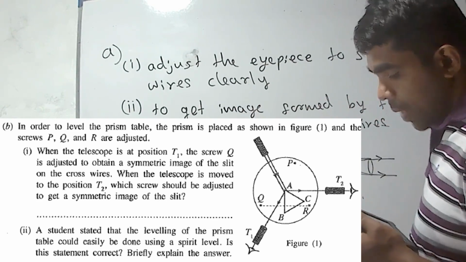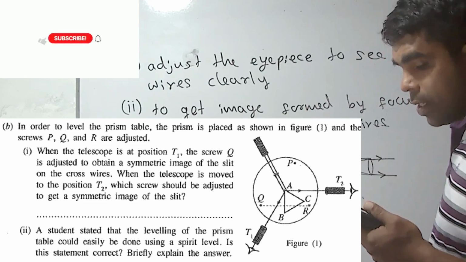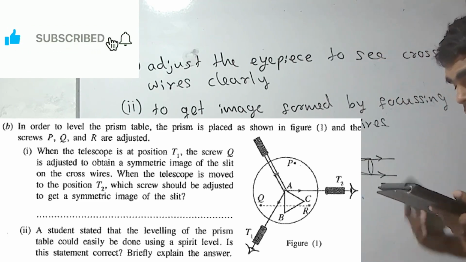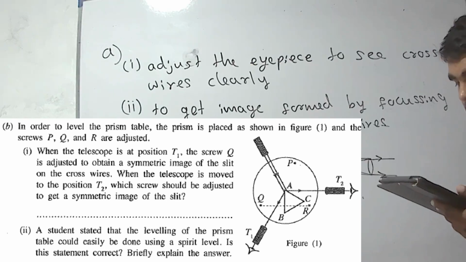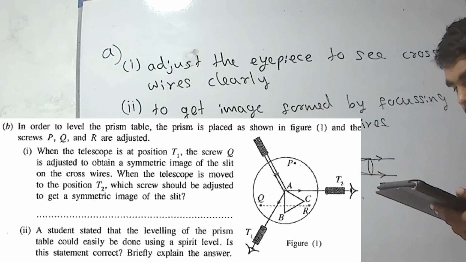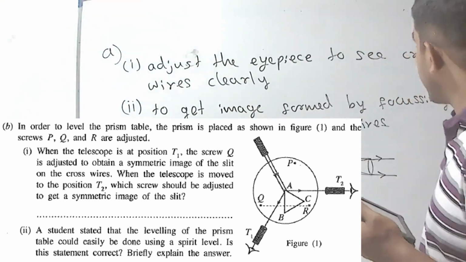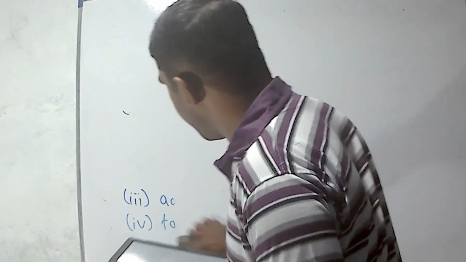Then part B. In order to level the prism table, the prism is placed as shown in figure 1 and the screws P, Q and R are adjusted. Part 1, when the telescope is at position T1, the screw Q is adjusted to obtain a symmetric image of the slit on the crosswire. When the telescope is moved to position T2, which screw should be adjusted to get a symmetric image of the slit? I will draw the diagram roughly to explain.